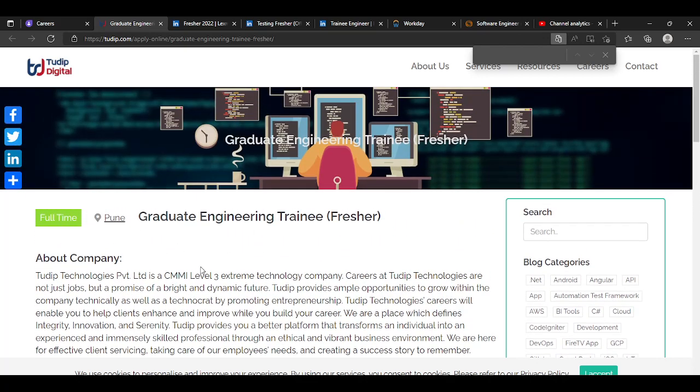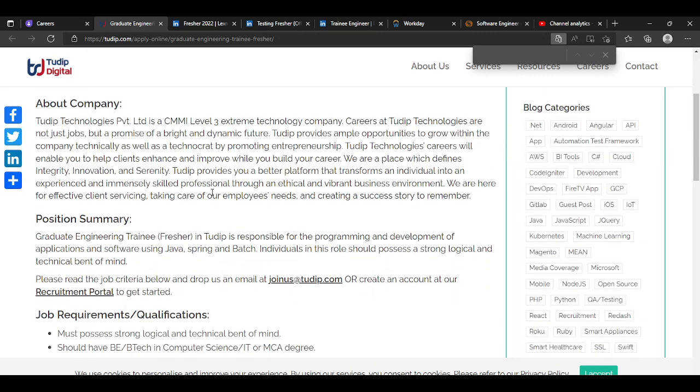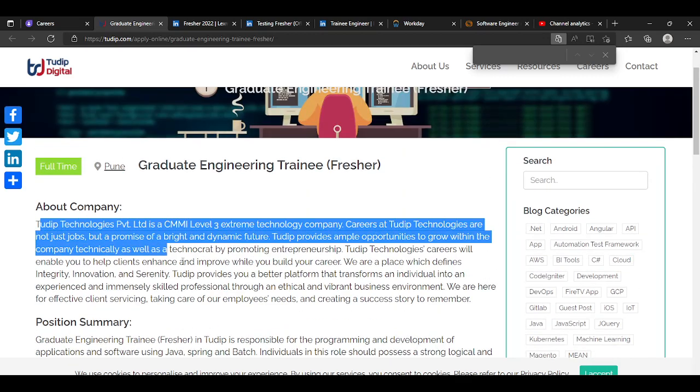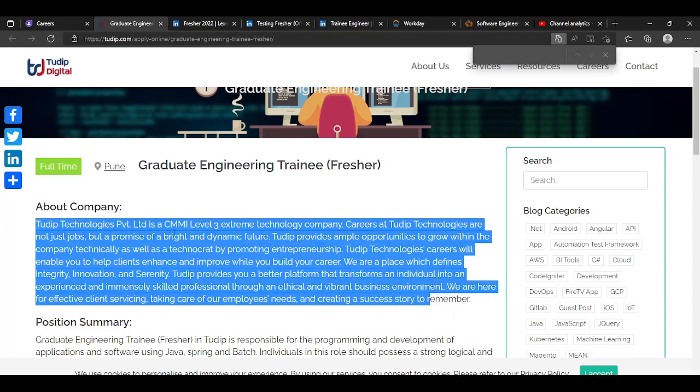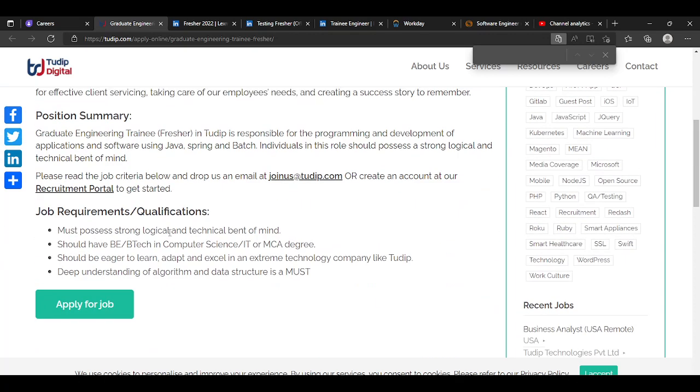So before applying to this job, I will tell you, you must have knowledge of any programming language plus the core CS subjects. Also, knowledge of SQL and NoSQL databases is required, because they usually ask about them in the interviews. Okay, and theoretical knowledge of data structures and algorithms is also required.